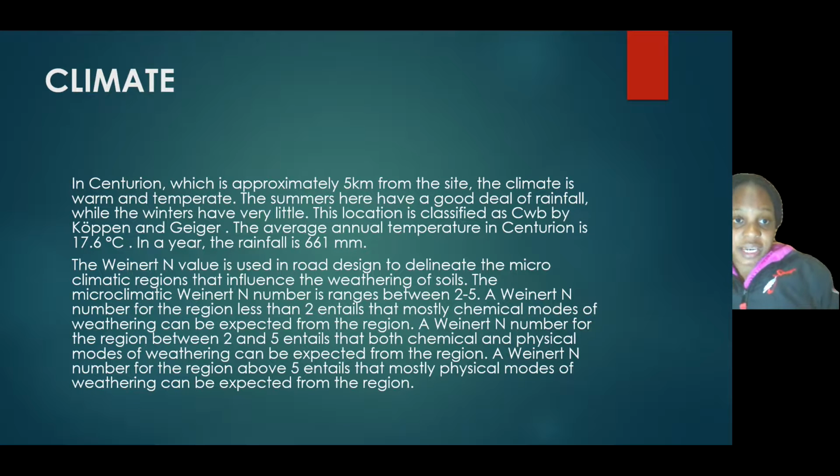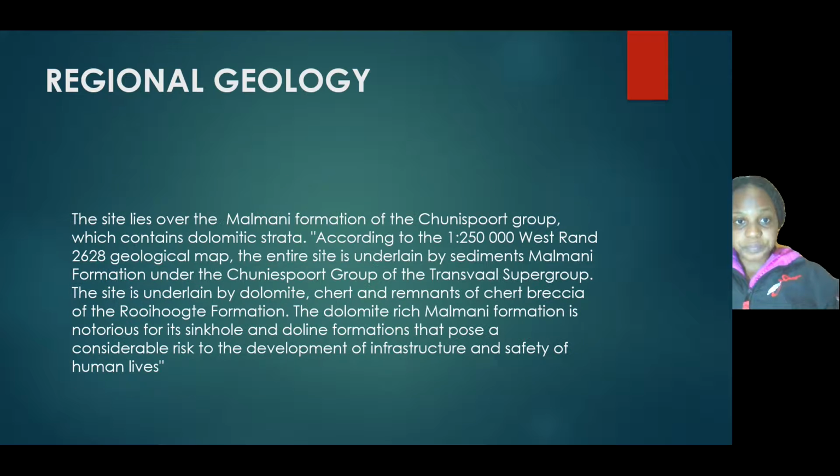The climate of the site. The site is in Centurion, which is approximately 5 kilometers from the site. The climate is warm and temperate. The summers here have a good deal of rainfall, while the winters have very little to no rain. This location is classified as CWB by Köppen and Geiger. The average annual temperature in Centurion is 17.6 degrees Celsius. In a year, the rainfall is 661 millimeters.